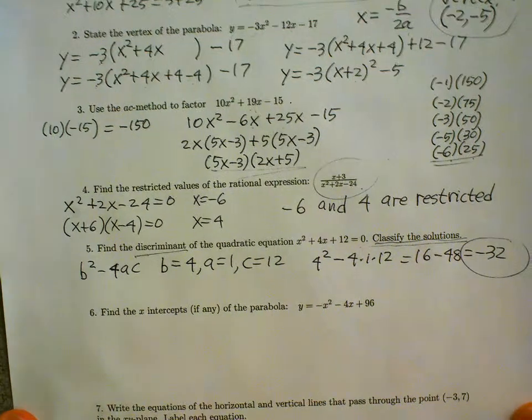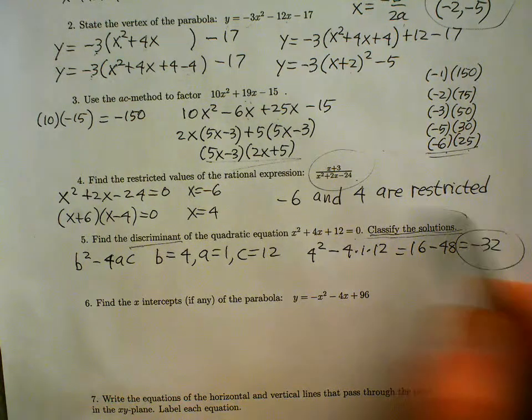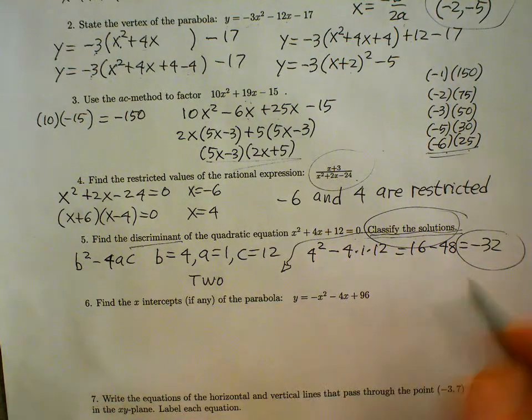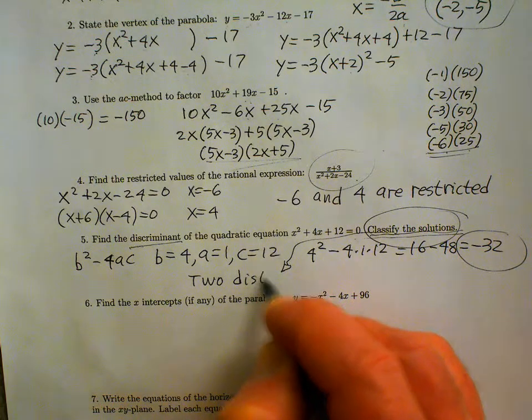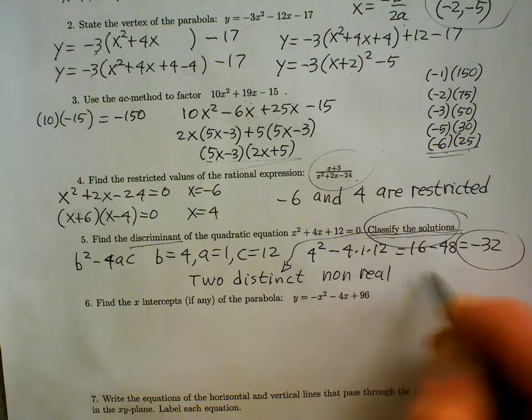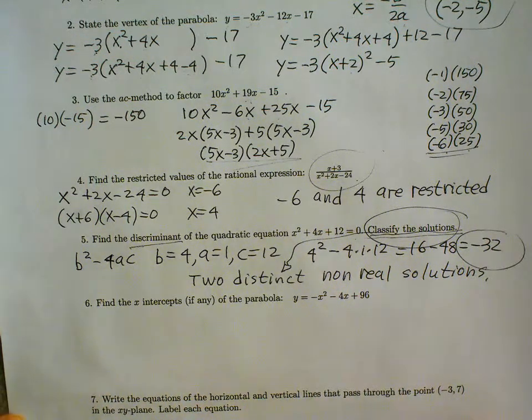Okay, so since the discriminant is negative, remember the discriminant is what goes inside the square root in the quadratic formula, and the square root of a negative number is non-real. So when we classify the solutions, we just say 2 different or 2 distinct non-real solutions. Okay, so that's all you have to do on that one.